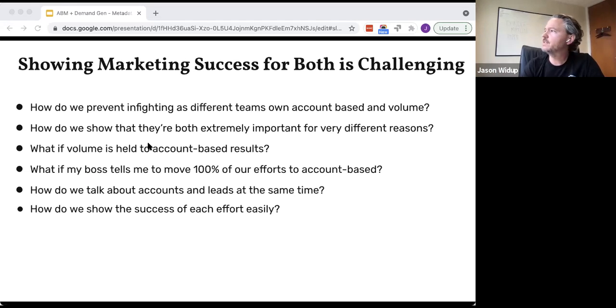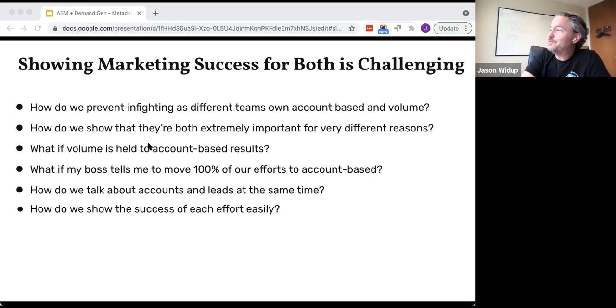So how do you make sure that everybody's aligned? If you've got a CMO that's saying, we need to go all account based, you're going to have a challenge there, because you're going to have to say that's not the right way to do it. And again, we have another slide we're going to talk about. If you're one way or the other, how can you start to tease into the other ones?